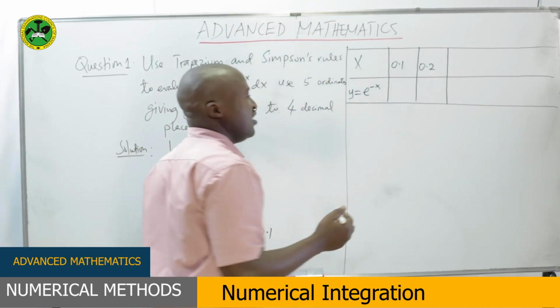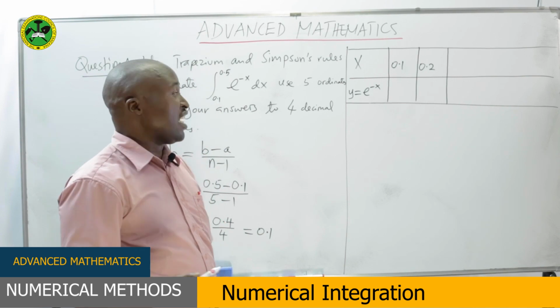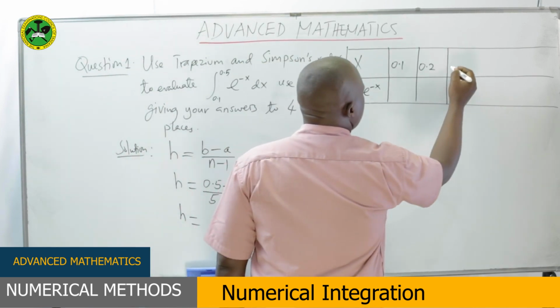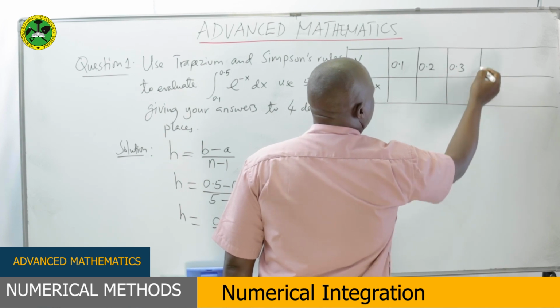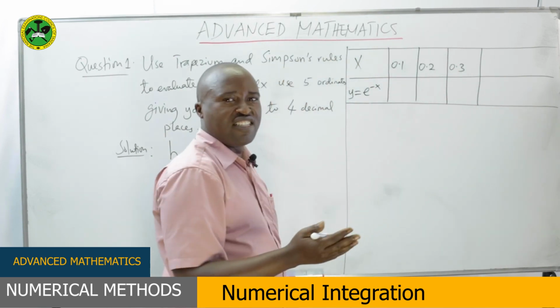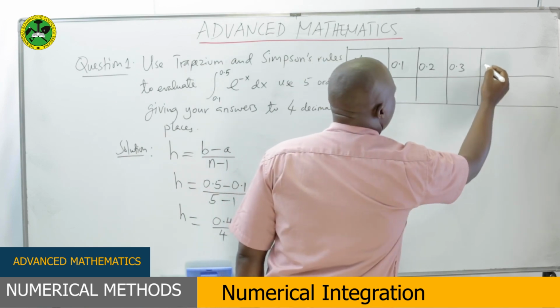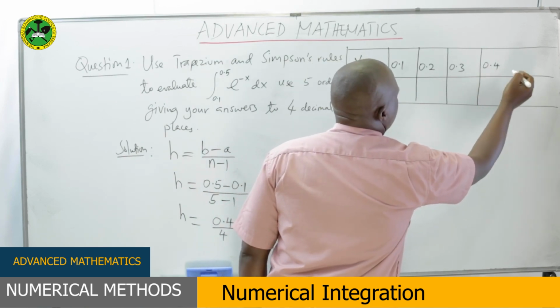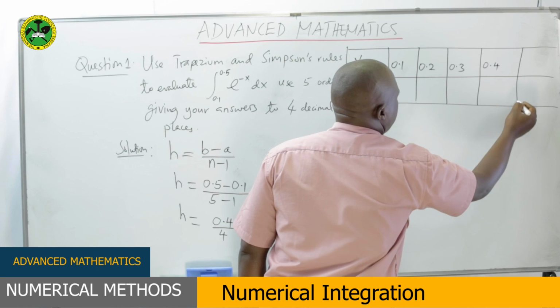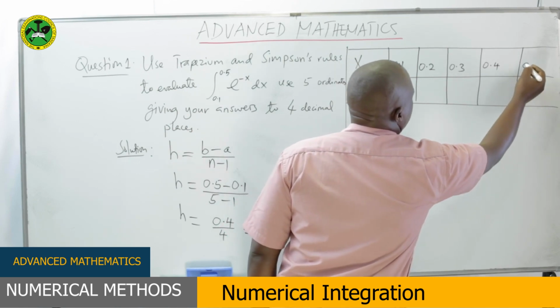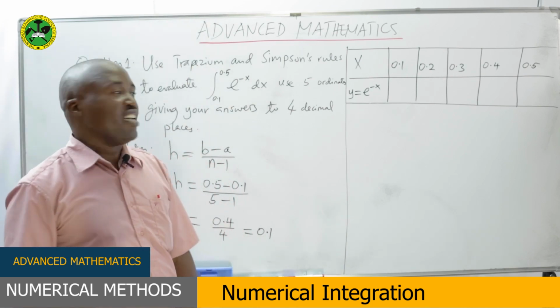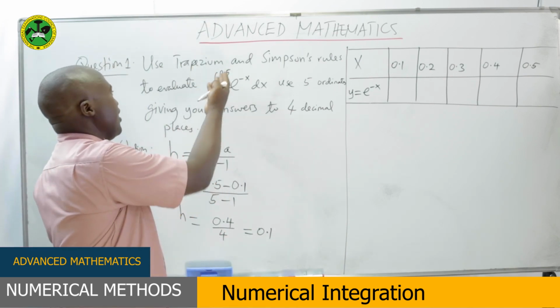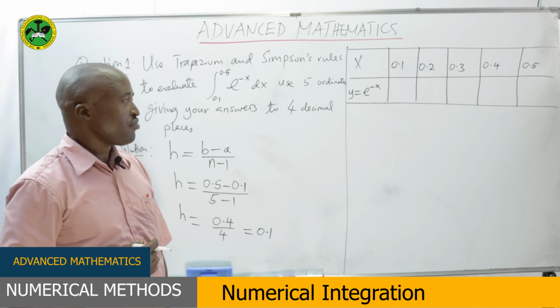Then the next, that is 0.1 times 3, we are going to have 0.3. The next will be 0.4. And the last one will be 0.5, because 0.5 is our upper limit, according to our integral.